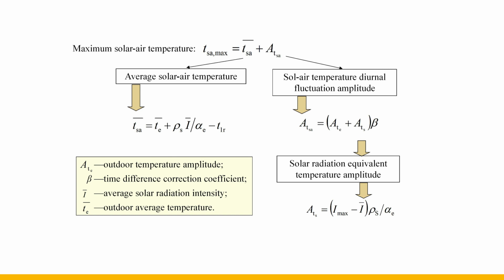Think about it. How to reduce the outdoor solar air temperature? Can we shorten the difference of outdoor solar air temperature in different directions by means of design? How to design to have better insulation effect?